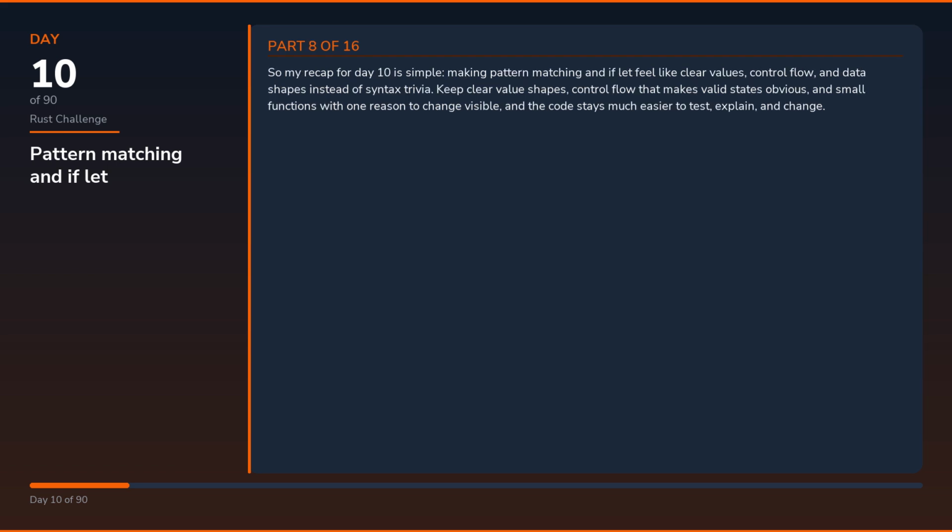So my recap for day 10 is simple: making pattern matching in if let feel like clear values, control flow, and data shapes instead of syntax trivia. Keep clear value shapes, control flow that makes valid states obvious, and small functions with one reason to change visible, and the code stays much easier to test, explain, and change.